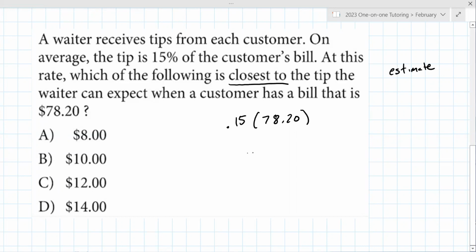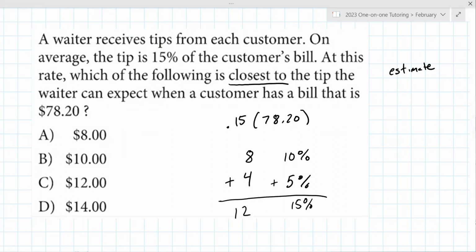Okay, so 8 would be 10%. And 15% is, well, what's another 5%? Basically 5% is half of 8, and half of 8 is 4. So when you add these together, 10% and 5% is 15%, and 8 plus 4 is 12. Okay, so this is where this is.